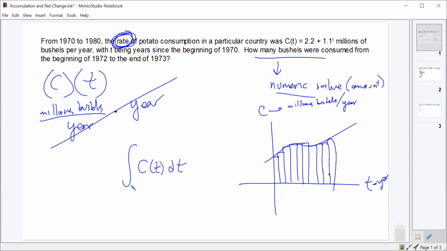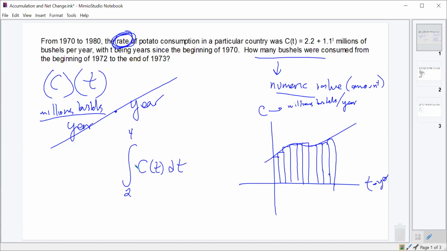And so here we just want to integrate our rate function from the beginning of 72 to the end of 73. So if t is the years since the beginning of 70, what would beginning of 72 be? Beginning of 70 would be year 0, right? Beginning of 72 would be year 2. And end of 73 would be 4, right? End of 73 is the same as the beginning of 74, so 2 to 4.